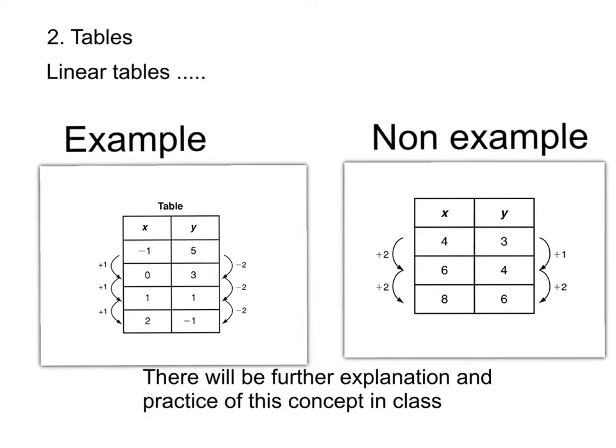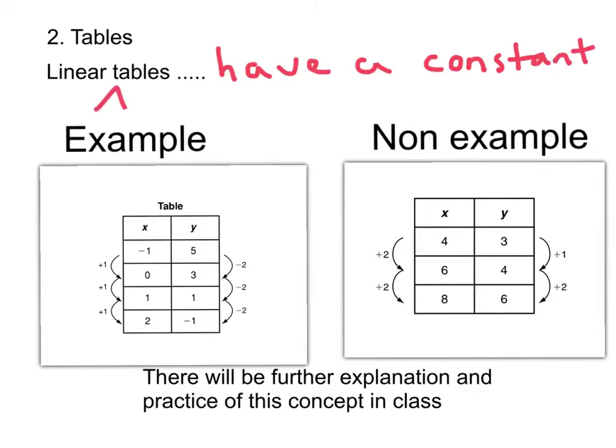Linear tables. This is in box 2 for tables. Linear tables have a constant delta x and delta y ratio. So I'll explain what that means more in class, but have a constant delta x and delta y ratio.